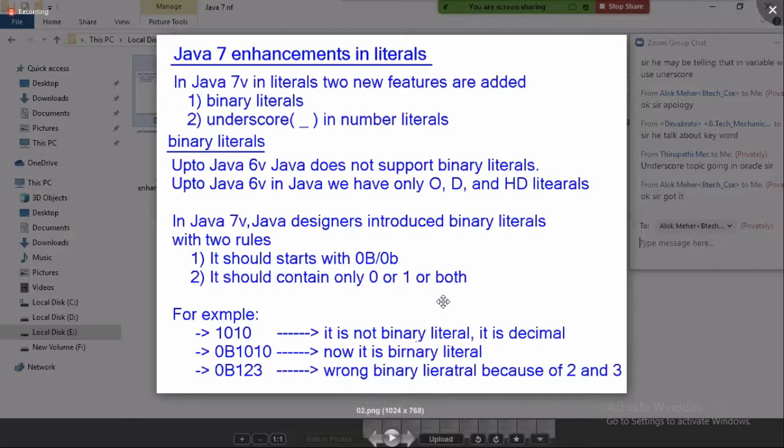It should start with 0 capital B or 0 small b. It should contain only 0 or 1 or both. For example, 1010 is not a binary literal. 0b1010 is a binary literal. 0b123 is a wrong binary literal because 2 and 3 are not allowed. That's all, simple binary point.